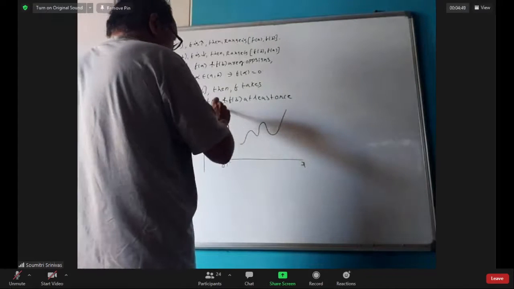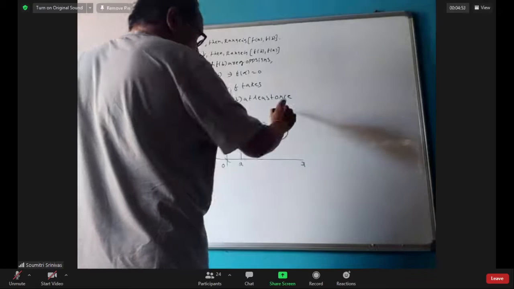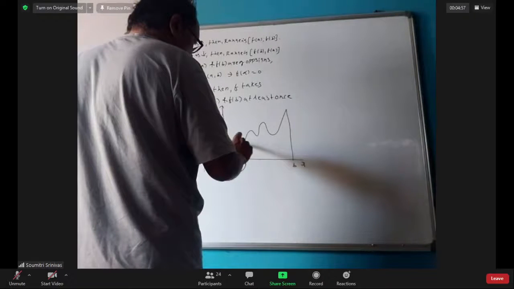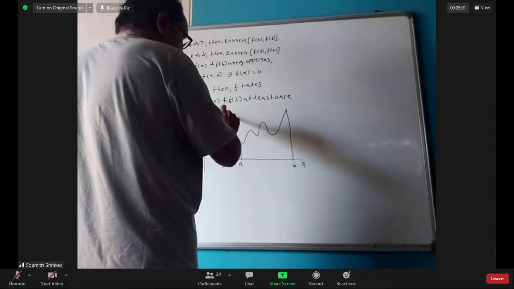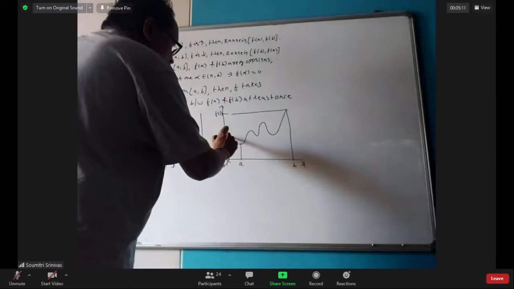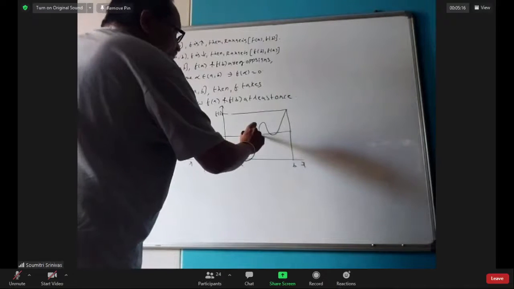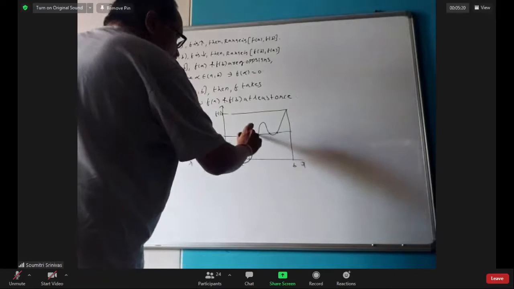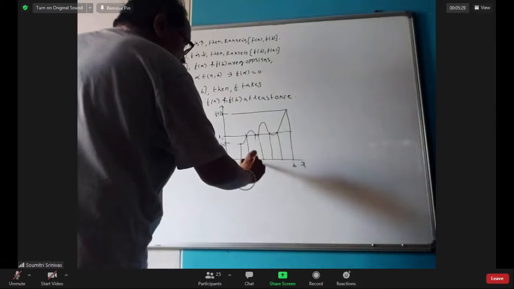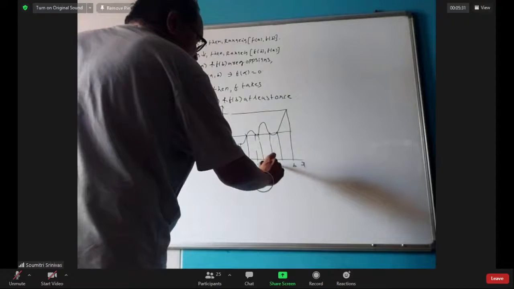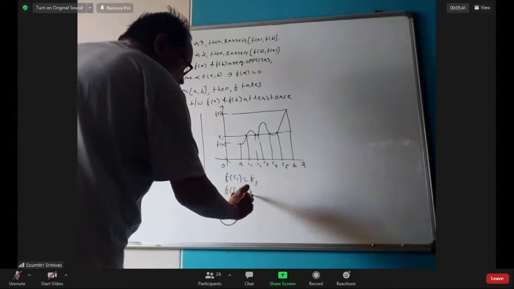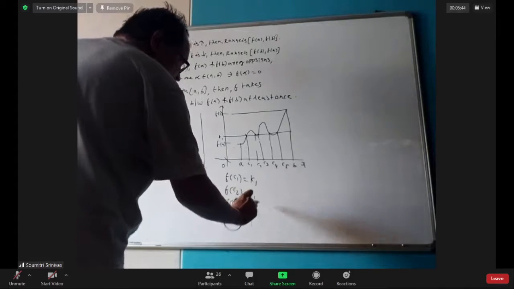Look here. Let this be a. Let this be b. What is this called? f(a). What is this called? f(b). You have a K1. This K1 is attained how many times? 1, 2, 3, 4, 5. c1, c2, c3, c4, c5. What is f(c1)? f(c2), f(c3), and so on.